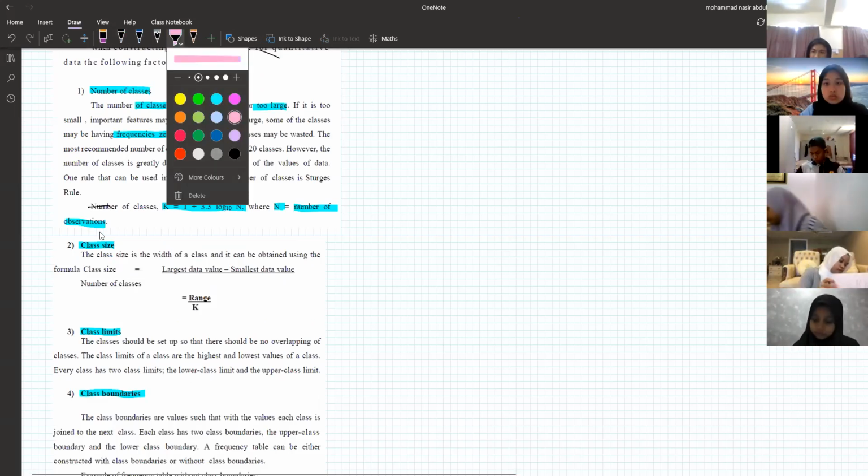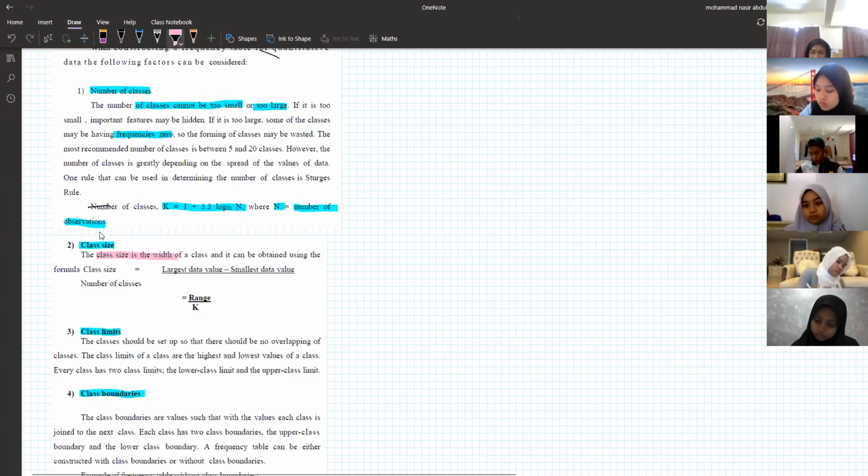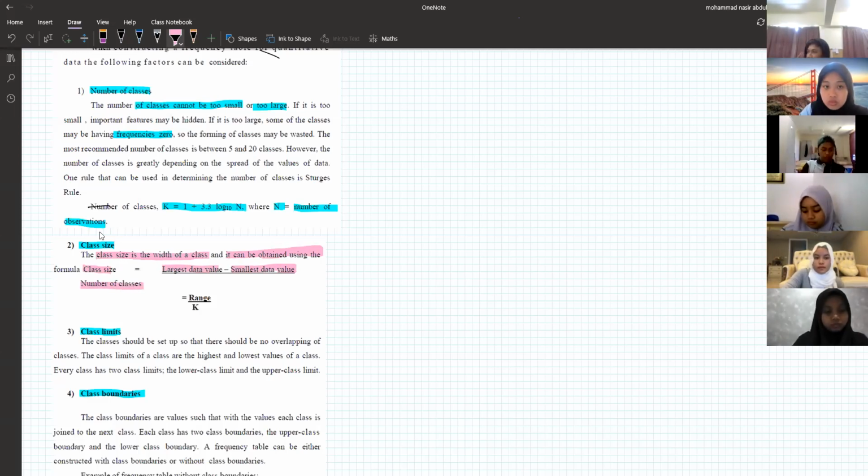The class size is the width of a class and it can be obtained using the formula: class size equals the largest data value minus the smallest data value, divided by the number of classes. It means range divided by k. K is equal to 6, right?